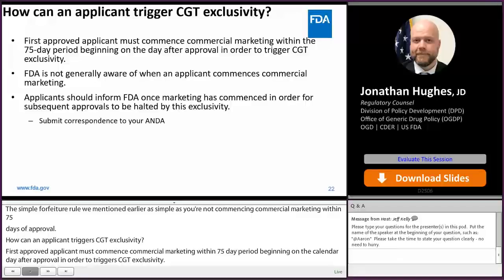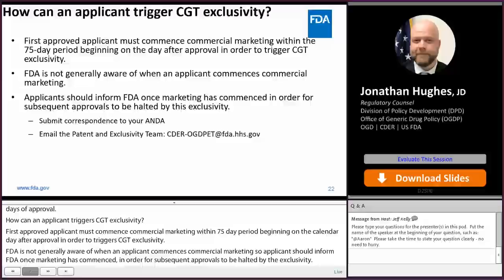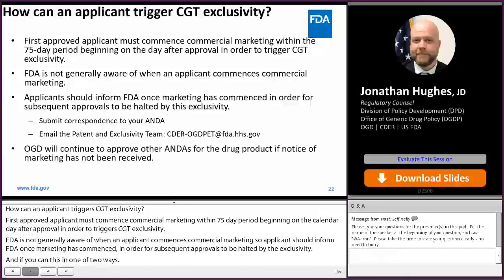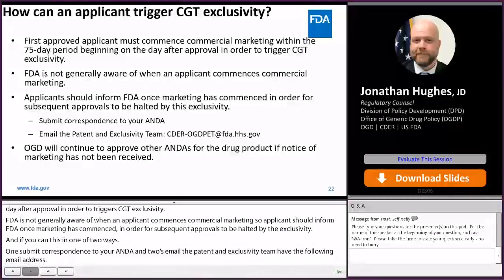And you can do this in one of two ways. One, submit a correspondence to your ANDA, and two, email the patent and exclusivity team at the following email address, and we would advise doing both of these actions. OGD will continue to approve other ANDAs for the drug product if notice of marketing has not been received.